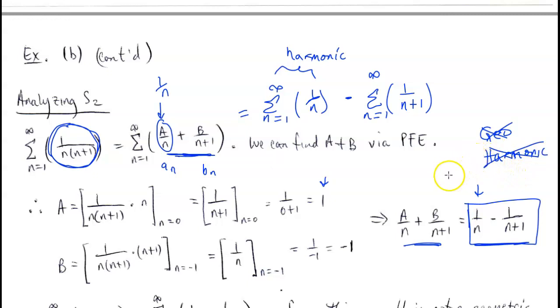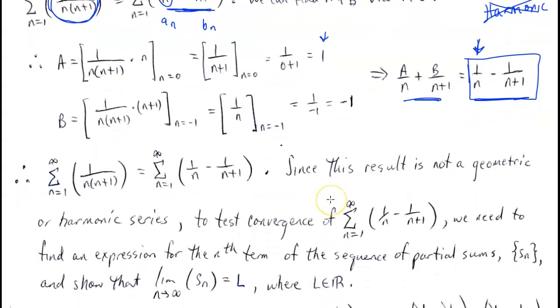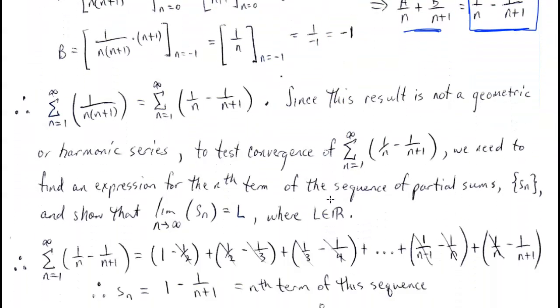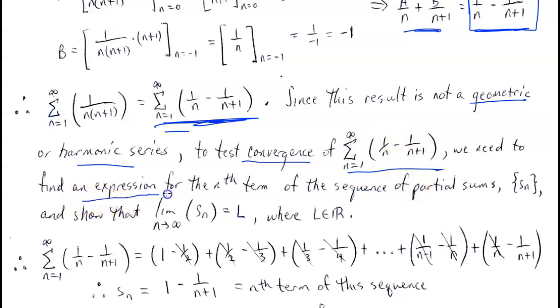And so what we actually have to do now is investigate what this particular sequence is going to act like. Okay. And so if we look at this, again, you see here that I'm stating that this particular series that we're referring to is not geometric and is not harmonic. It's neither one of those series. So for us to test the convergence of this particular series here, we're going to have to find an expression for the nth term of the sequence of partial sums. Okay. Now, what does that mean?